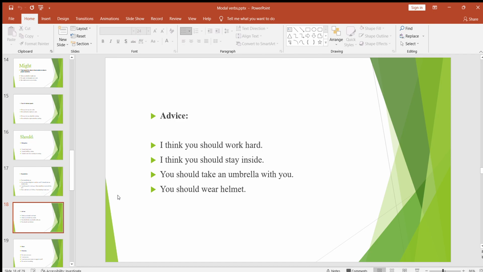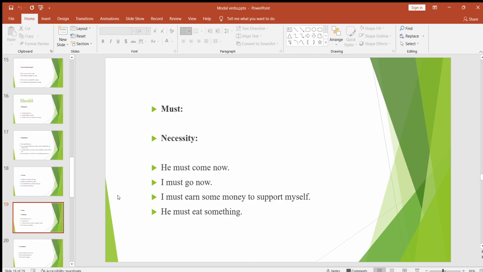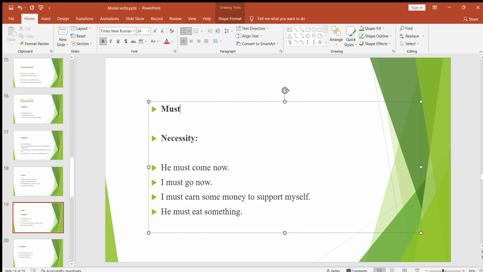Now let's move on to the next use of should, and that is, sorry, this is another modal verb. Actually, this is not another use of should, this is another modal verb, that is must. Must is used for necessity.